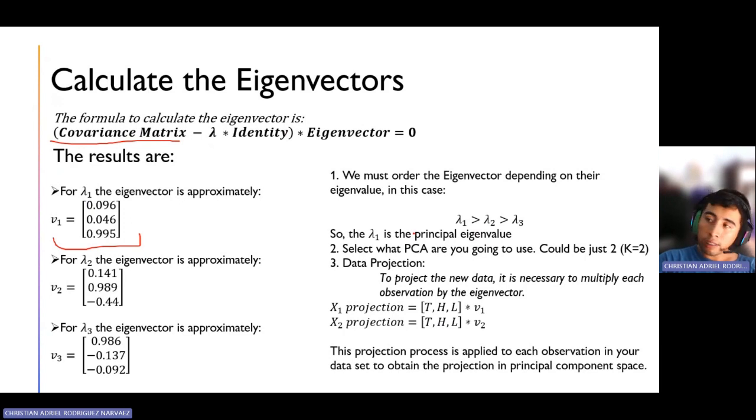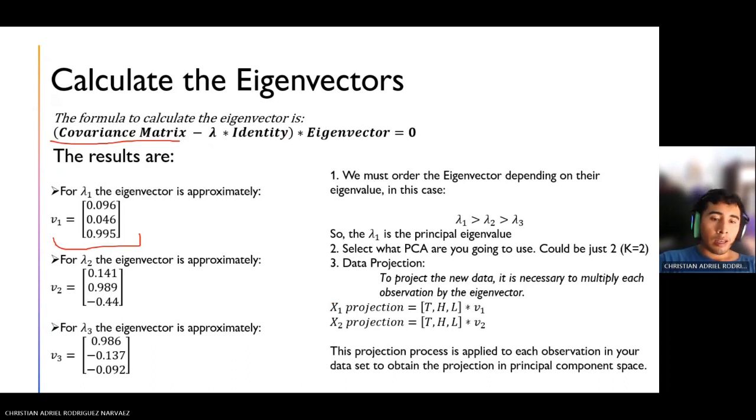The next step is to select how many principal components we are going to use. Could be 2, could be 1, could be 3, depending. But in this case, we have just 3, and we're going to choose just 2 PCAs. And the last step is the data projection. To project the data, it is necessary to multiply the observation by the eigenvector that we selected before. In this case, we have the x1 projection and the x2 projection.